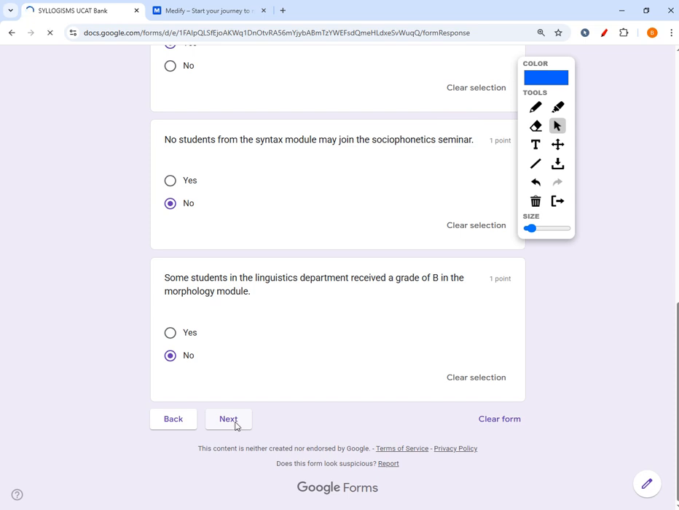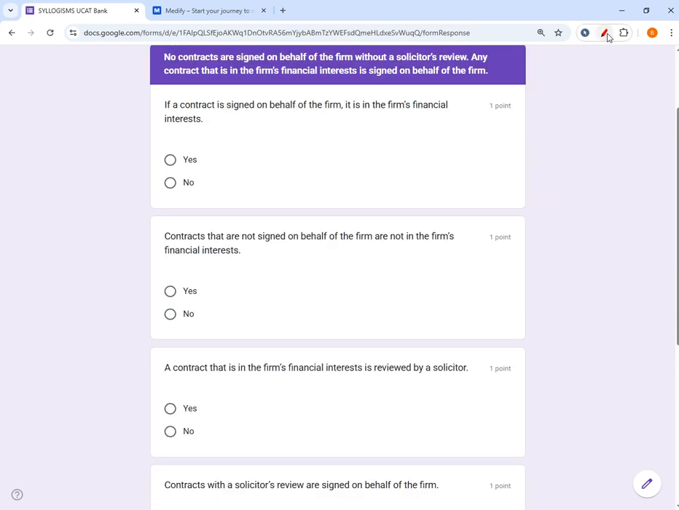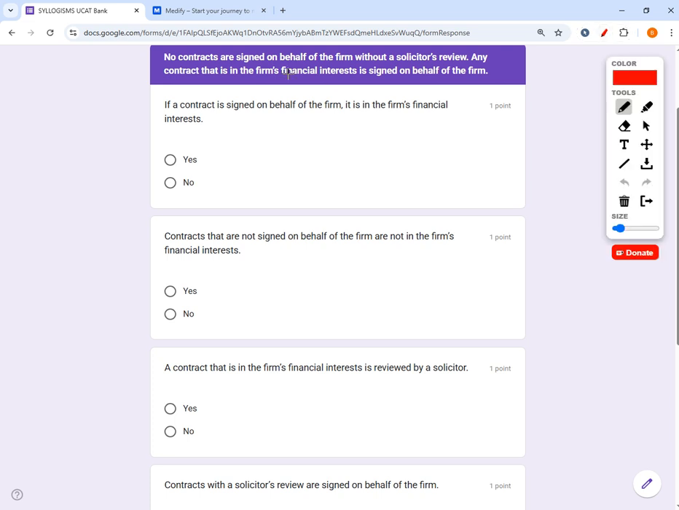Okay, no contracts are signed on behalf of the firm. All right, time to pull it up. So what is that? We've got "no ... are signed." Now that's another learning: there's a "no contract signed without." When two negatives make a positive, like in maths, similarly in syllogisms. So no contracts are signed on behalf of the firm.